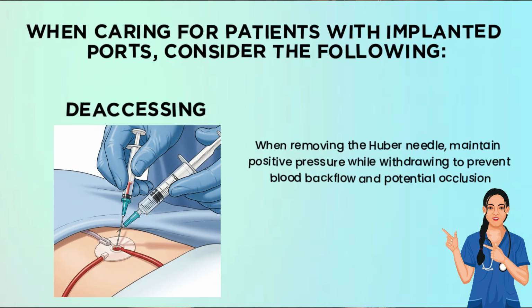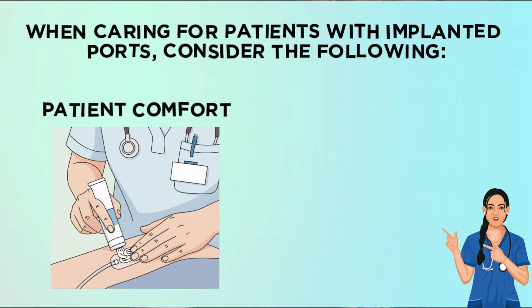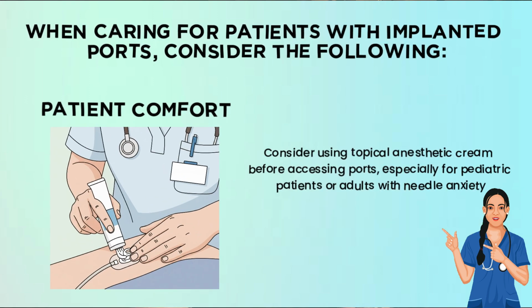Deaccessing. When removing the Huber needle, maintain positive pressure while withdrawing to prevent blood backflow and potential occlusion. Patient comfort. Consider using topical anesthetic cream before accessing ports, especially for pediatric patients or adults with needle anxiety.